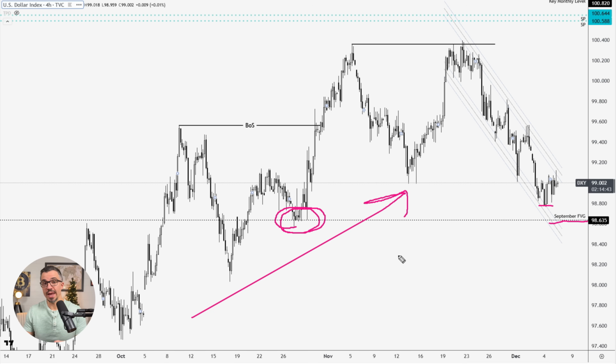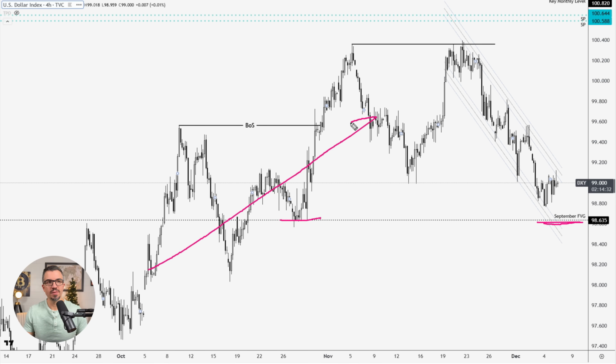So will they do it? Can they do it? We'll have to wait and see. There's no way for me to know that. But structurally speaking, this is the area to watch here next week. That September FVG, this low back here, this is the one buyers have to hold in terms of the overall directional bias here on the 4-hour time frame. So that's what's going to be key here for this market.